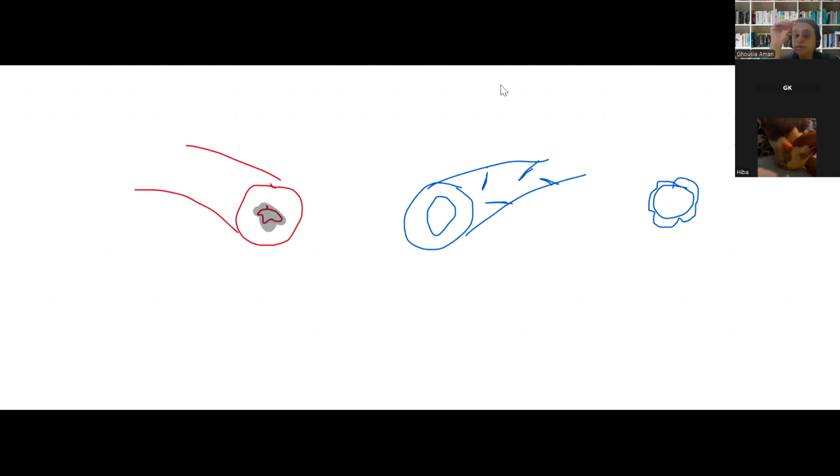Why does it have a small lumen? Because it is very thick walled and it has elasticity in it. Arteries have thick walls and have elasticity in them.